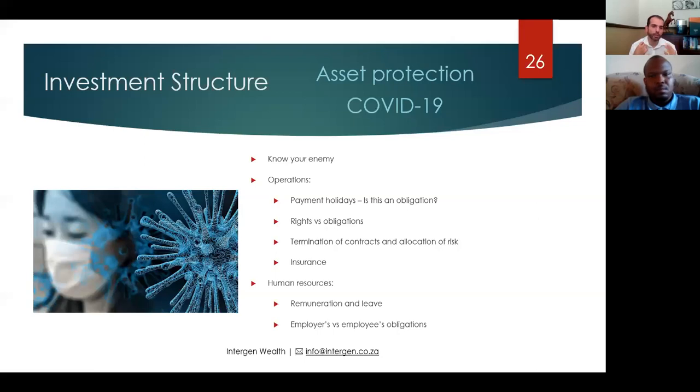So from a payment holiday perspective, a lot of people ask me, if I'm getting these holidays from some of the bigger players in the industry, does that mean I'm forced to pass on these holidays to my guys? So for example, if you're a landlord that owns a property and somebody's renting from you, and you're getting a payment holiday, are you obliged to pass that payment holiday on to your tenant? The answer to that is no, you're not. Legally speaking, you don't have to do that.